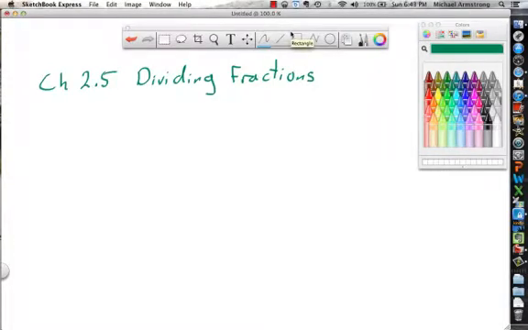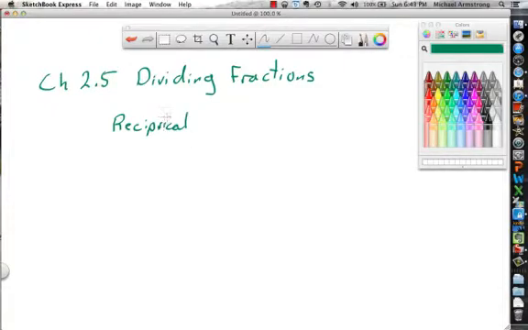Okay, chapter 2.5 is on dividing fractions. It should be pretty easy. We just have one or two things to talk about. The biggest thing for dividing fractions is to understand about a reciprocal. We talked about this a little bit last week.